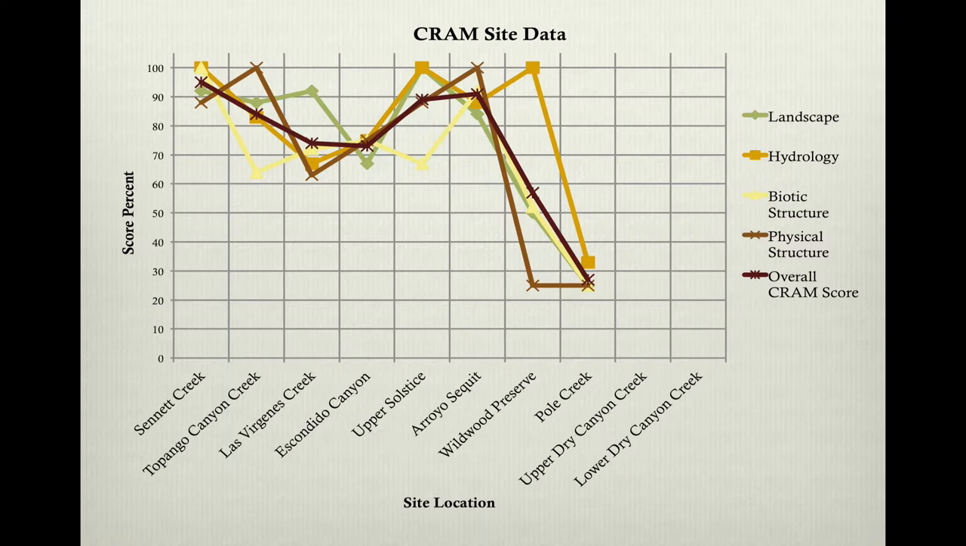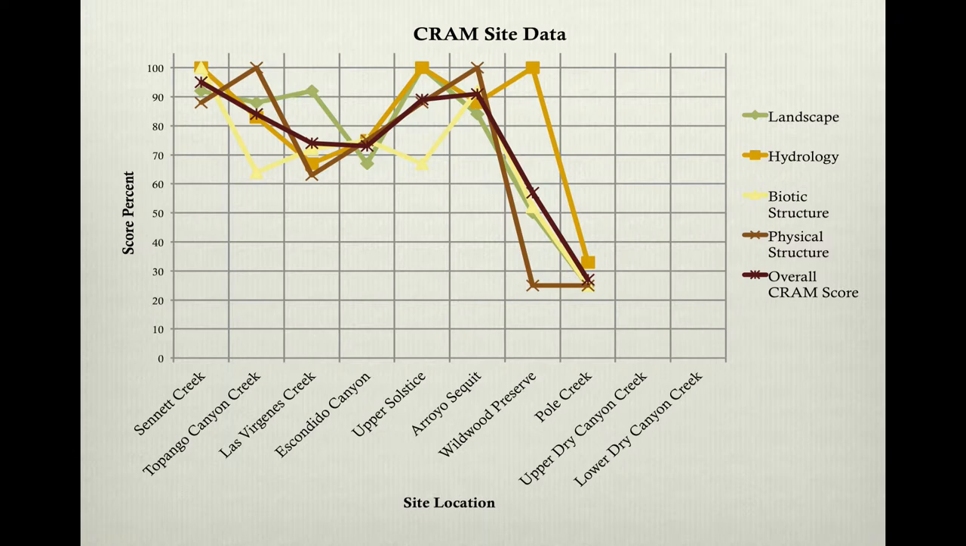Yeah. So the other thing to say about this is, what did I just say about a line graph? What does it imply? Connectivity. So if Sennet is just upstream from Topanga, which is just upstream from Las Virgenes, which is just upstream from Escondido, from Upper Solstice, geographically aligned or something, then maybe it's okay. But I'll just tell you that's not the case here. So the line is implying connectivity.